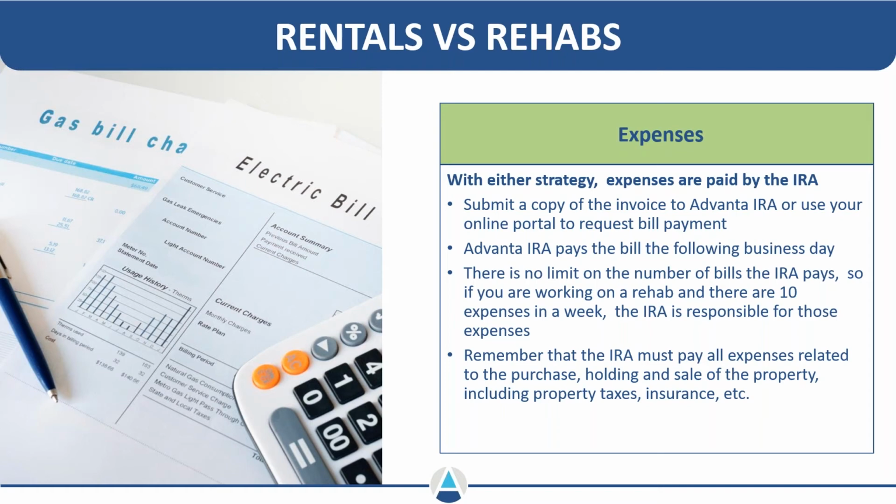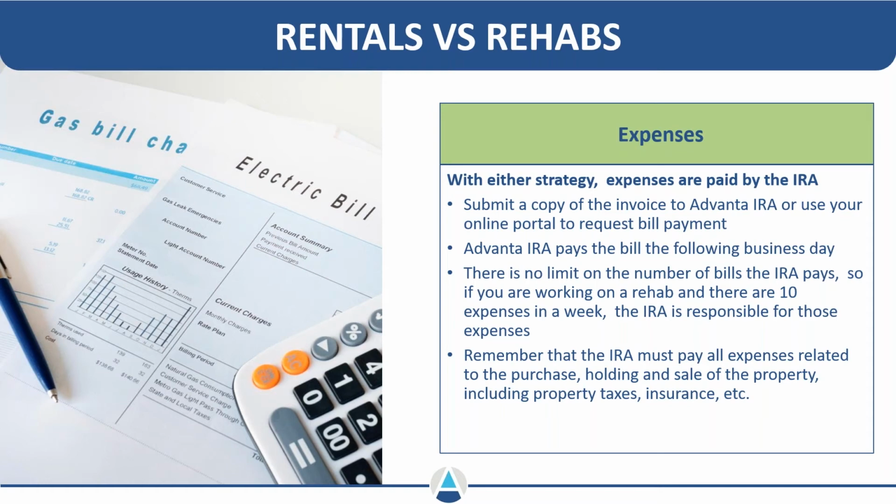Again, there's no limit on the number of bills that the IRA pays, and these are not considered distributions. It's just considered expenses related to the asset. So everything is just paid from the IRA. Again, this is not hitting your personal income tax statement. And remember that the IRA has to pay all expenses related to the property insofar as the percentage of the deal that it owns.